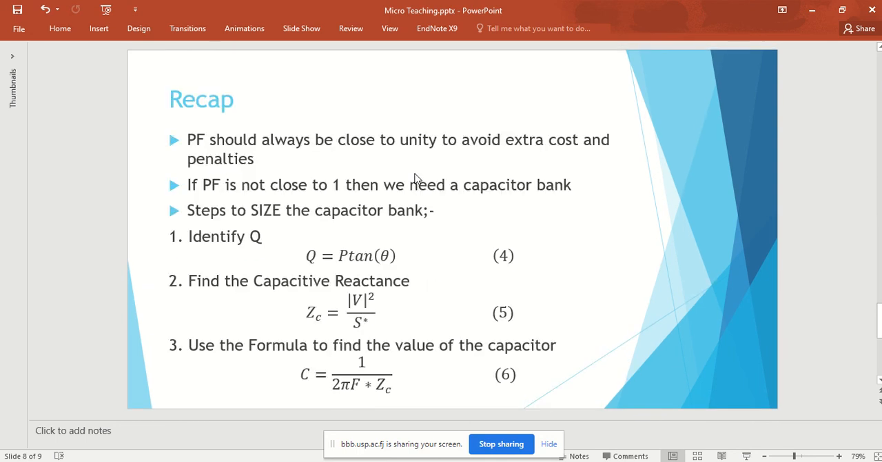Now let's have a recap. Power factor should always be close to unity to avoid extra cost and penalties. If power factor is not close to 1, then we need a capacitor bank. Steps to size the capacitor bank. 1. Identify the reactive power, which is equal to P tangent theta. 2. Find the capacitive reactance, ZC equals the absolute square of V divided by S conjugate. And 3. Use the formula to find the value of capacitor, C equals 1 divided by 2 pi F ZC.